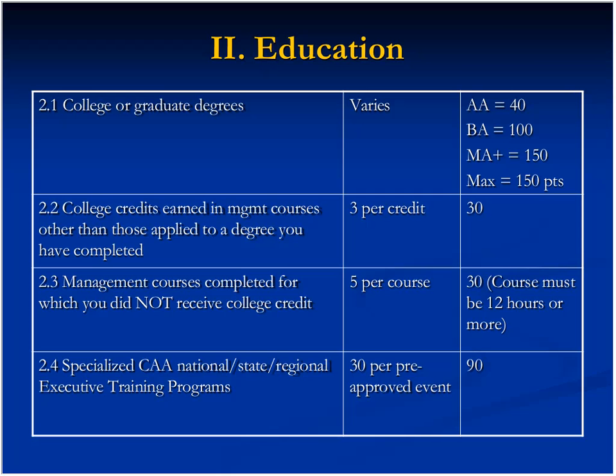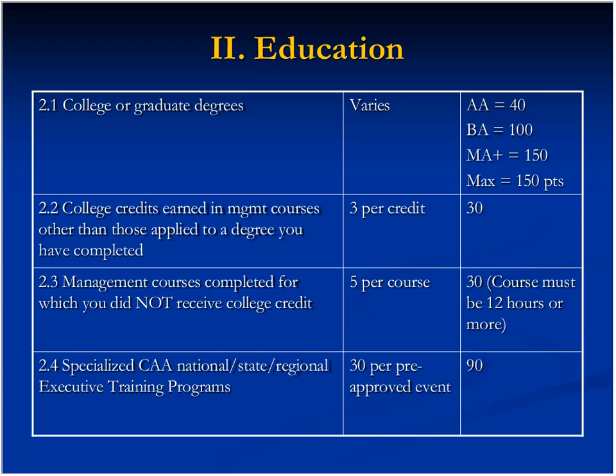Section 2.3 gives you the opportunity to claim points for management courses completed for which you did not receive college credit. These might be, for example, continuing education courses that you took to keep your licensure, or your certification in a particular discipline, or other courses. But you'll notice that there's a specific requirement about the length: the course must be 12 hours or more of classroom contact to count in that category, right?